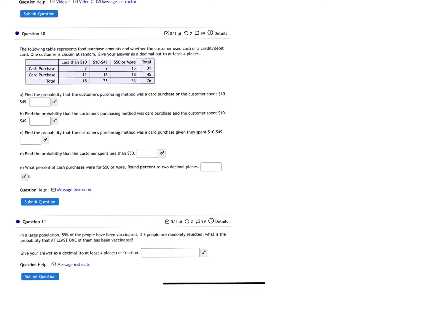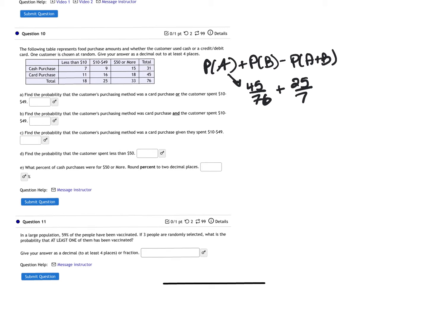So for credit card purchase, remember that an OR statement is the probability of A plus the probability of B minus the probability of both A and B. So the probability of card is 45 out of 76, plus the probability of 10 to 49 is 25 out of 76, minus the probability of both.